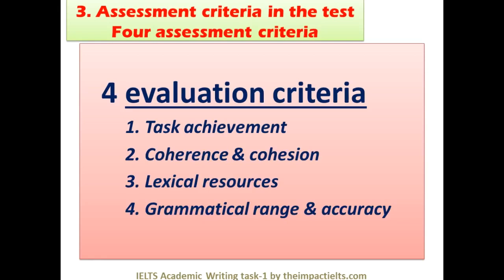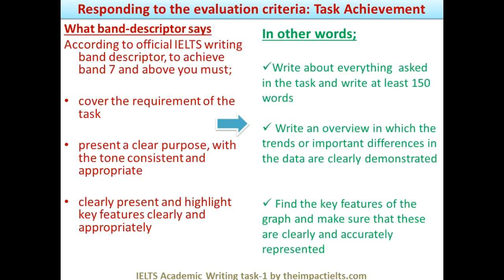So at first we'll try to understand what exactly the task achievement part is, and how to achieve it. This is what the official band descriptor says, and this is what it can be simplified into. The first one says cover the requirements of the task. Requirement of the task means whatever is being asked in a question, you need to answer it. So that means write about everything asked in the task and write at least 150 words.